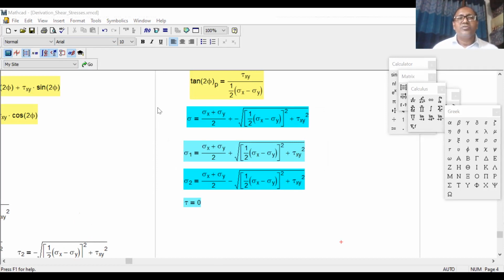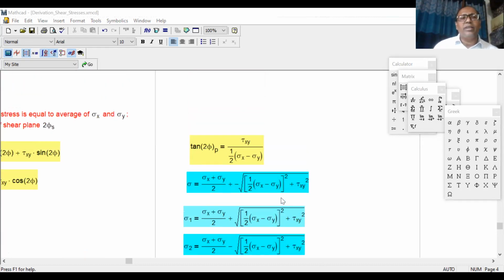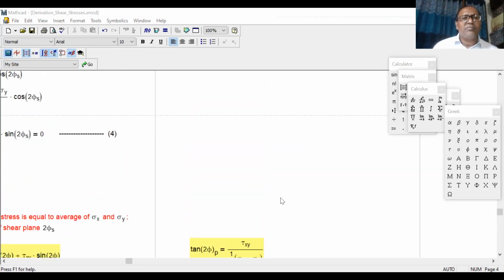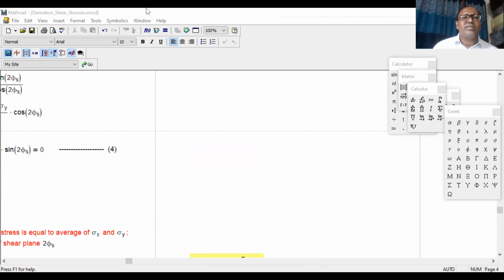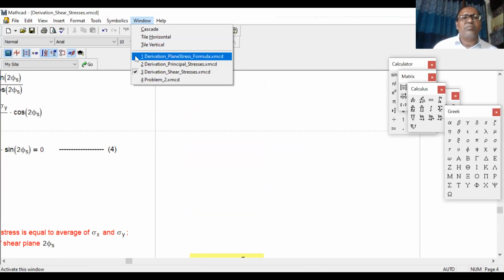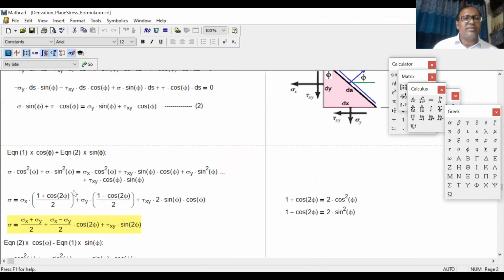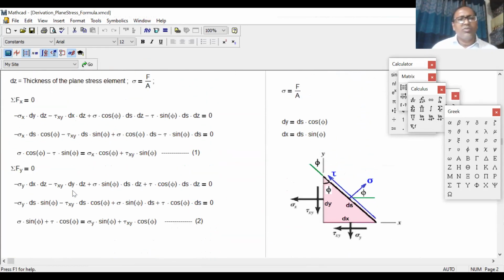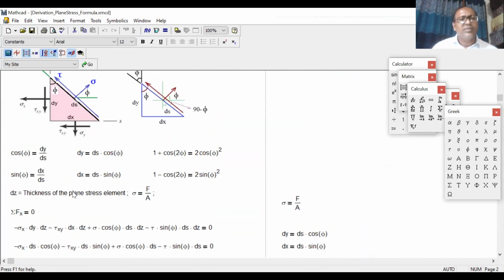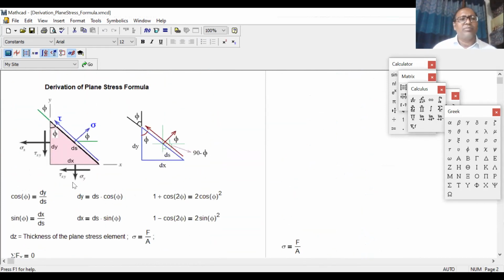Okay, so let's summarize. You might be a little bit confused because we derived actually three equations, or three derivations, over here. Number one, we derived the mother equation for sigma and for tau. How did we derive it? We just made a free body. We made the rectangular element.